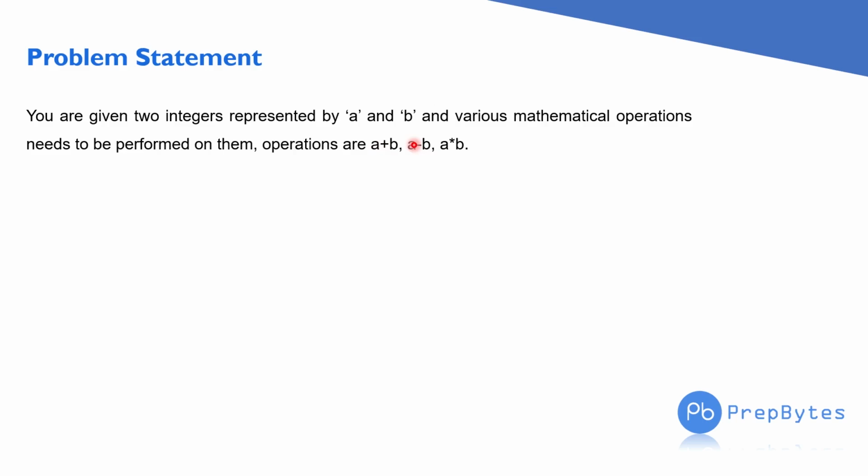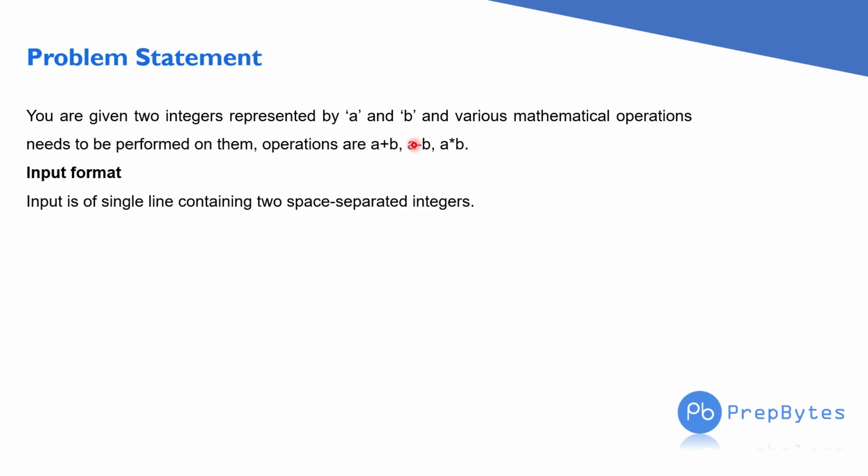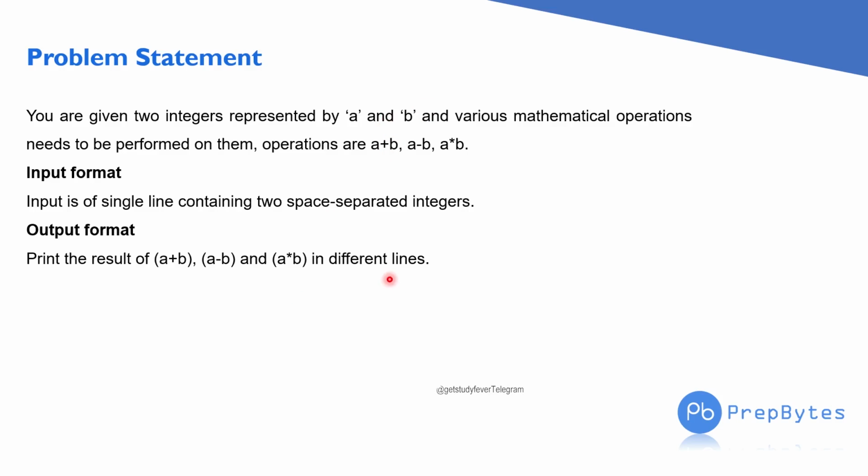So what is the input format? The input is a single line containing two space separated integers, which are a and b. And the output format is to print the result of a plus b, a minus b, and a multiplied by b in different lines. Now each and every word is important here.